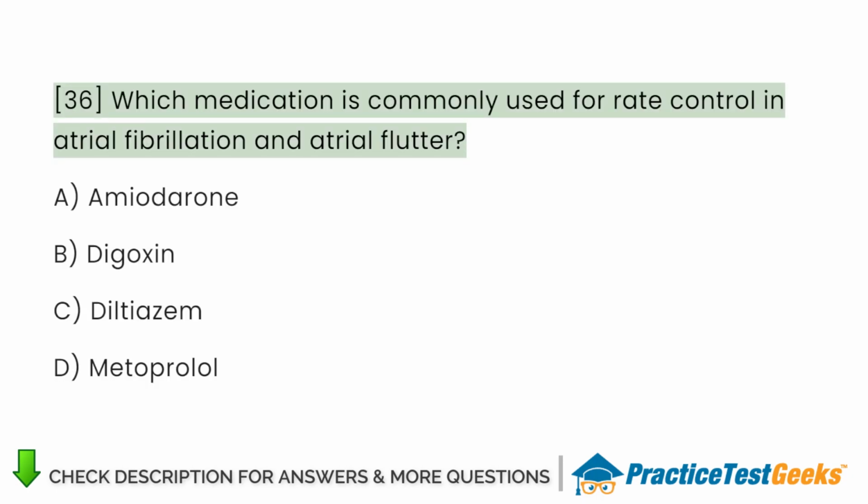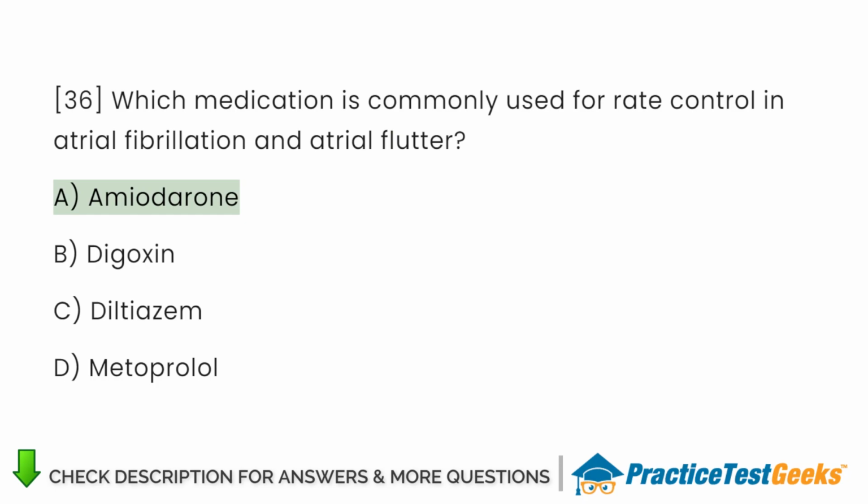Which medication is commonly used for rate control in atrial fibrillation and atrial flutter? A. Amiodarone. B. Digoxin. C. Diltiazem. D. Metoprolol.